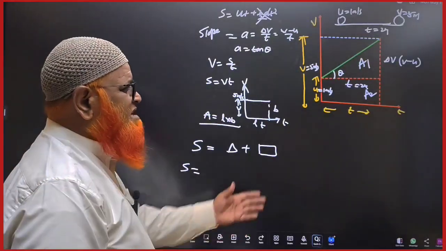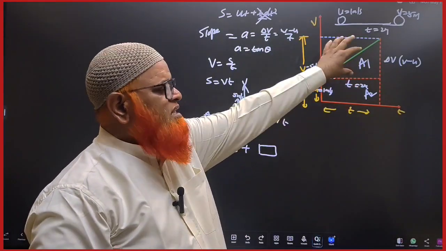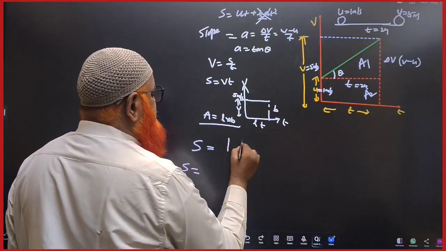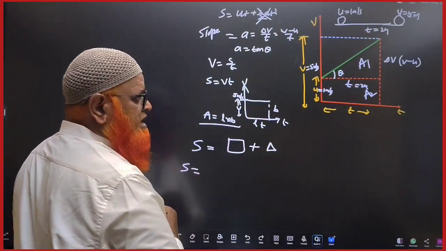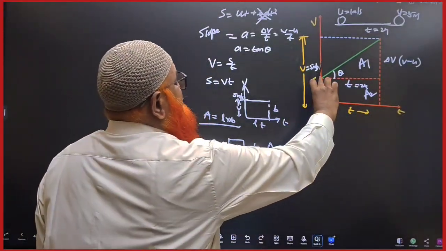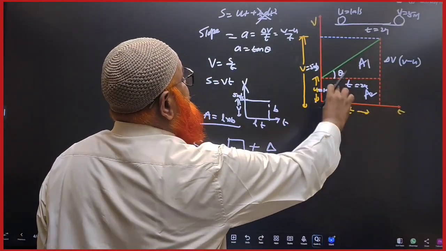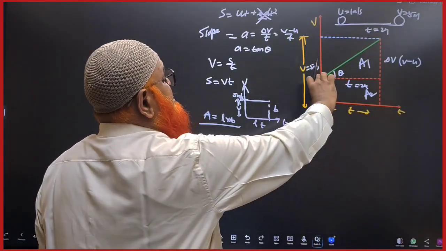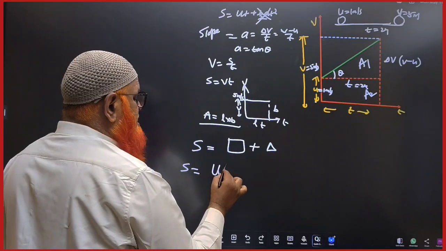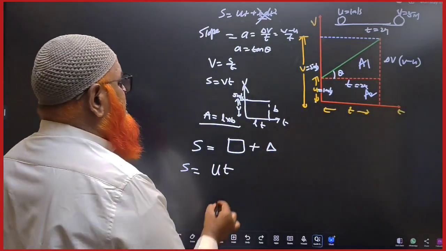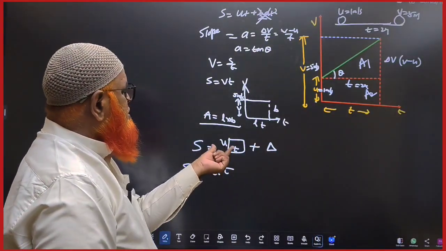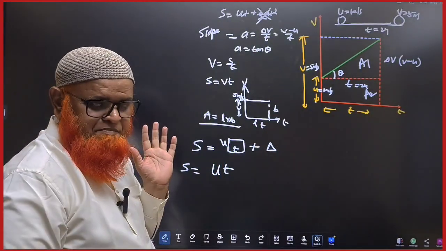So displacement is nothing but, first of all, let us take the rectangle, then you take the triangle. Rectangle first, plus the area of a triangle. Rectangle is nothing but length into breadth. The breadth is the initial velocity u and the length is t. So it is nothing but u into t. The rectangle is done: length into breadth is u into t.